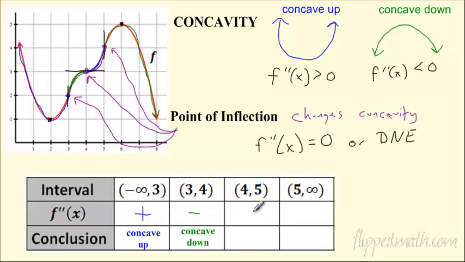And it keeps changing, doesn't it? The second derivative was positive here, from 4 to 5, and then from 5 to infinity. So you can see what's going on. When we've got concave up, we've got concave down.